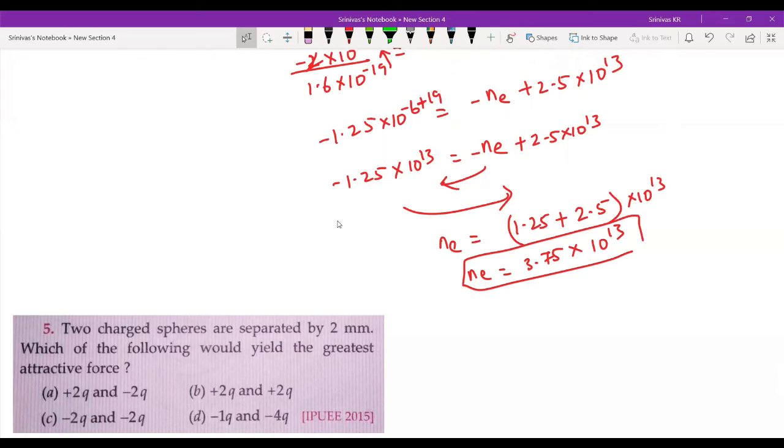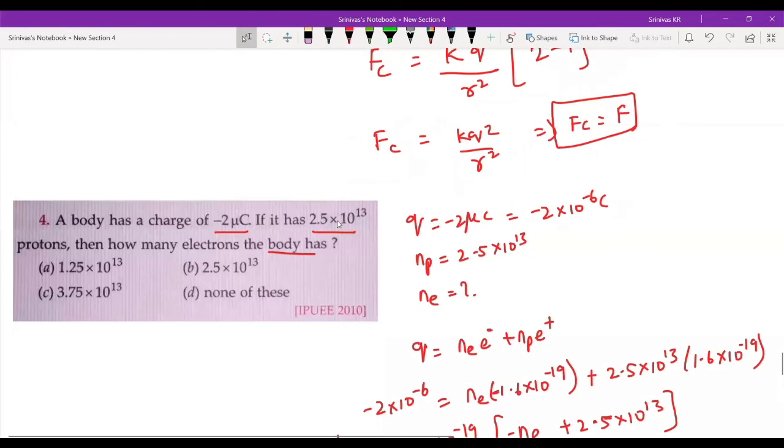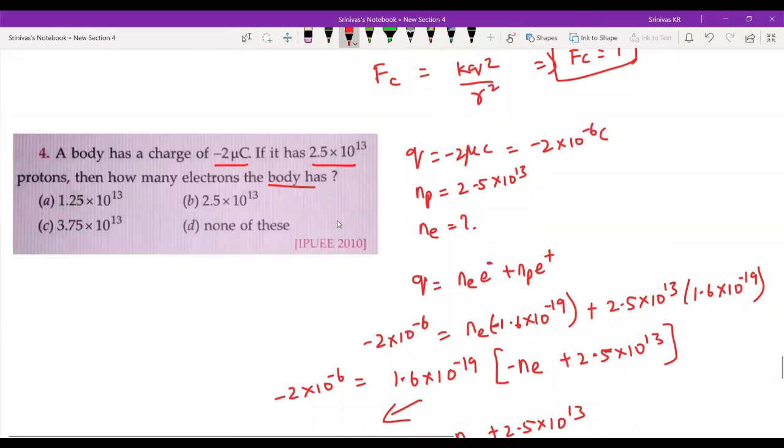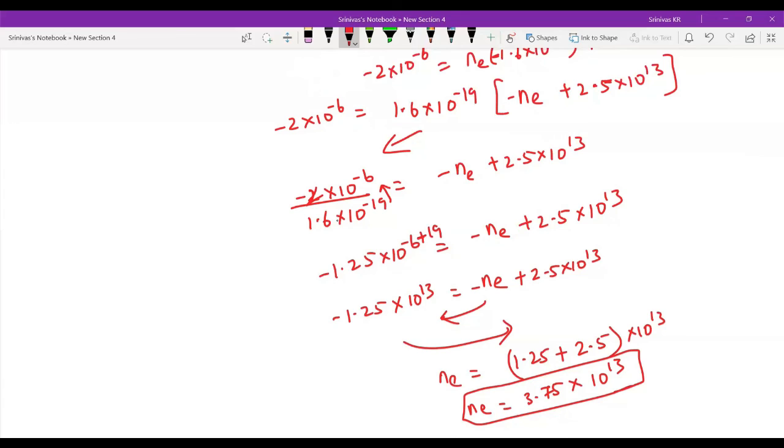Let us see whether we have it or not. Okay, 3.75 into 10 to the power of 13. Yes, we do have it. Okay, understood. Hope you have understood.